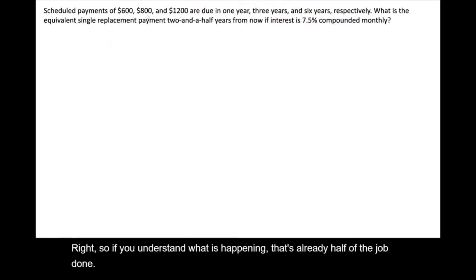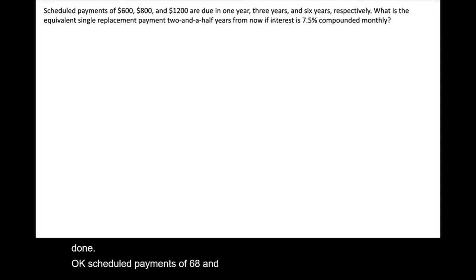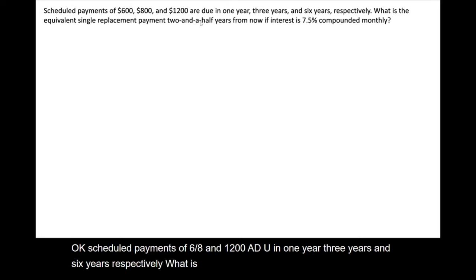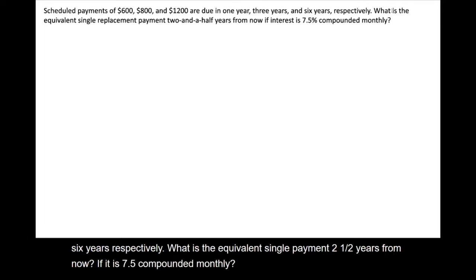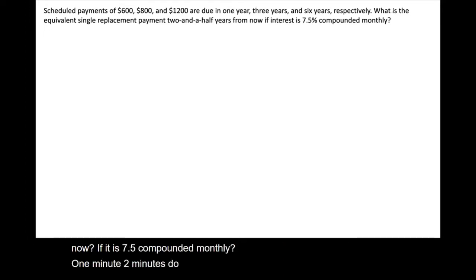Okay, scheduled payments of 600, 800, and 1200 are due in 1 year, 3 years, and 6 years, respectively. What is the equivalent single payment 2.5 years from now if interest is 7.5% compounded monthly? 1 minute, 2 minutes. Do it, guys.